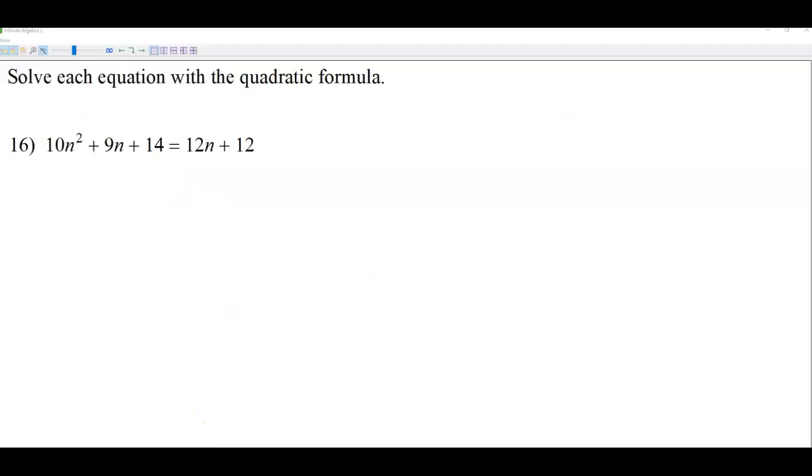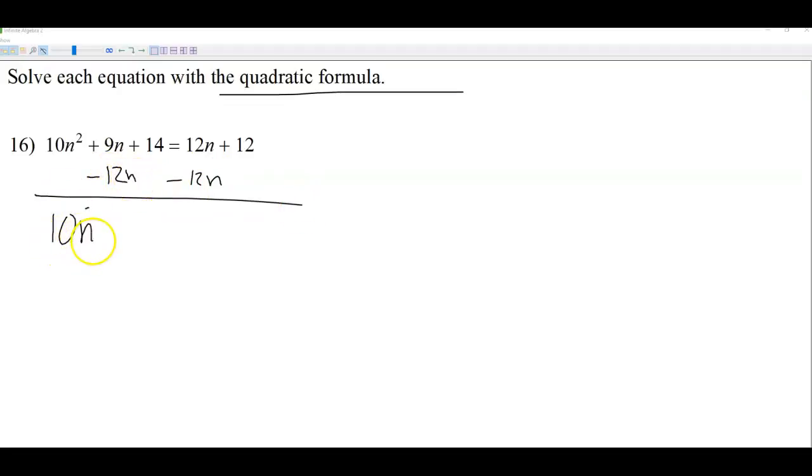All right, so this says solve the equation with the quadratic formula. Now, before you can begin, you need to get it in standard form, which means it needs to be in descending order and equal to 0. So I'm going to start by moving the 12 to the other side. So I've got 10n squared minus 3n plus 14 equals 12. And I also want to move the 12 over here to the other side.